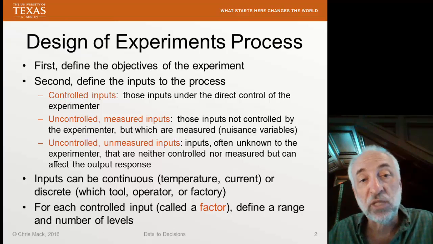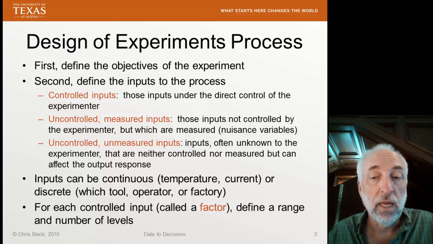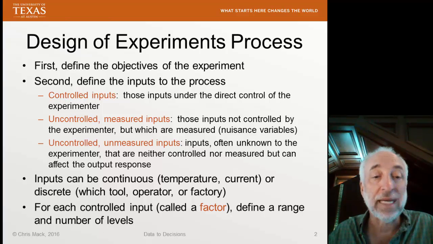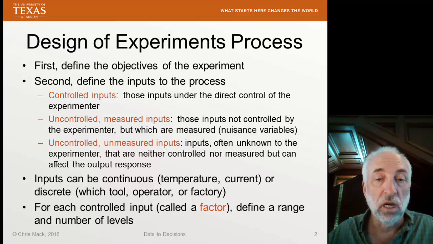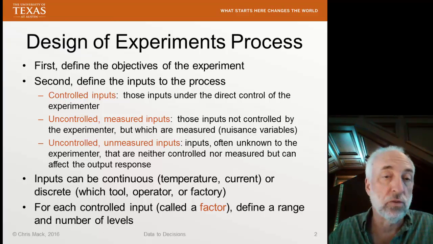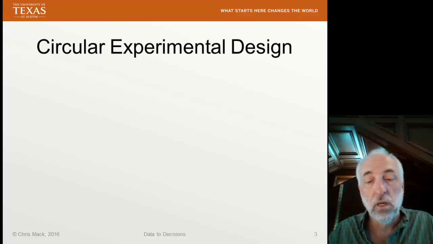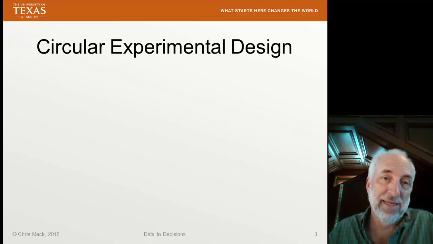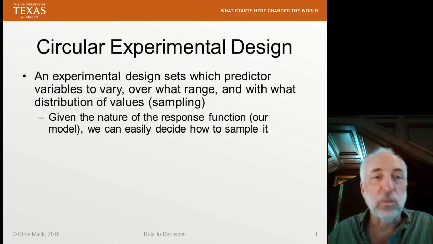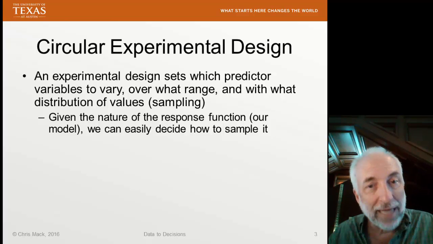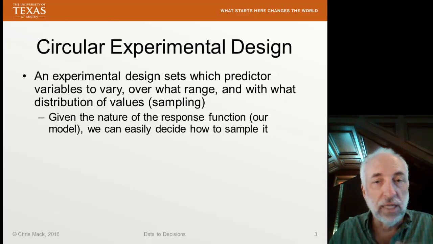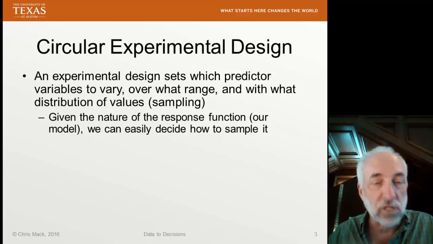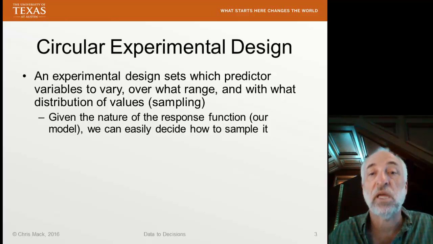The controlled inputs in our experiment are called factors, and for each factor we have to define the range over which we want to vary it and the number of levels, or the number of data points within that factor, that we are going to take. Unfortunately, the process of designing an experiment has a certain circular quality to it. Our design means we're setting which predictor variables to vary, setting the range over which we vary them, and the levels, the distribution of the values, the sampling. Sometimes we call this a sampling plan.